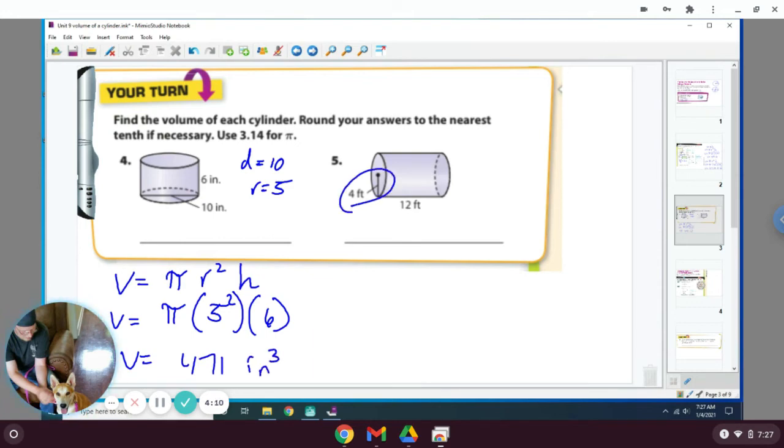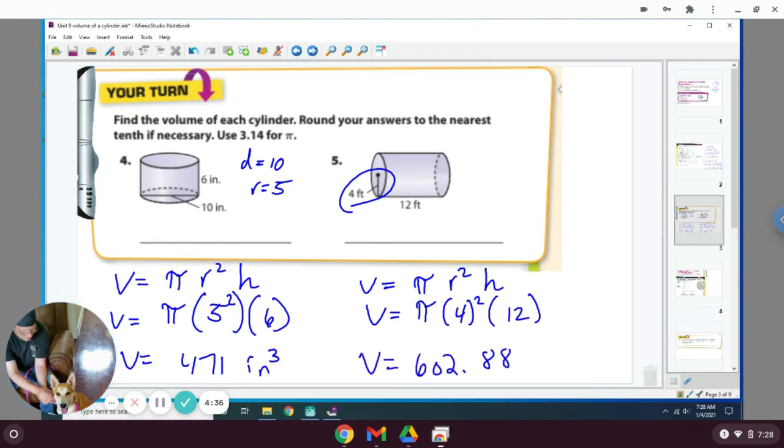Here, they actually give you the radius, so we don't have to worry about finding the radius. And then the height is 12. So we're going to do 3.14 times 4 squared, which is 16, times 12, which is 602.88 feet cubed.